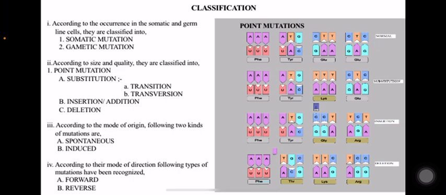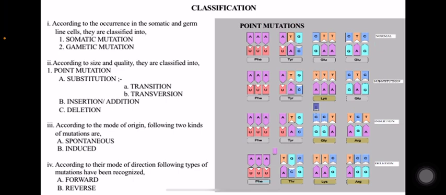Deletion reactions, where there is a loss of some portion or a single triplet codon, is called a deletion mutation. It is frequently reported in phage T4, that is bacteriophages. Insertion mutation occurs due to the addition of one or more extra nucleotides to the gene.